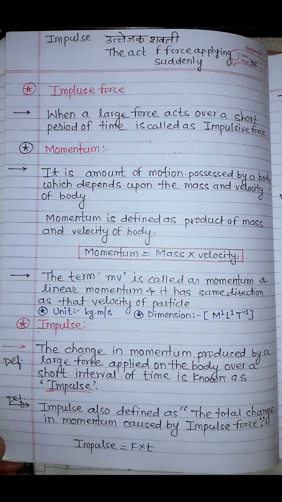Now, impulse force. Impulse force is when a large force acts over a short period of time, it is called an impulsive force or impulse force. And momentum is the amount of motion possessed by a body, which depends upon the mass and velocity of the body. So momentum can be defined as the product of mass and velocity of the body, and the term mv is called momentum or linear momentum, and it has the same direction as that of the velocity of the particle. The unit of momentum in the SI system is kilogram meter per second, and its dimension is M raised to 1, L raised to 1, T raised to minus 1.